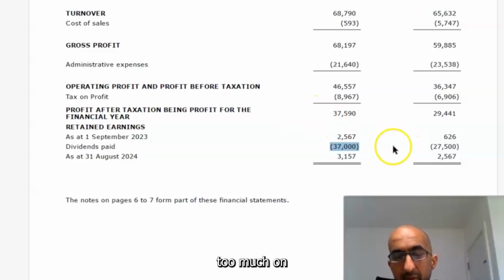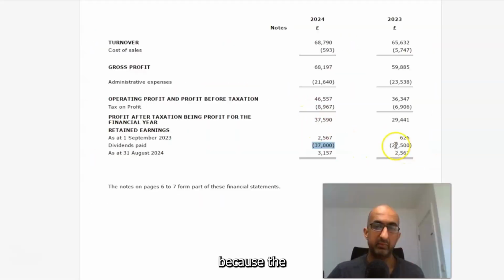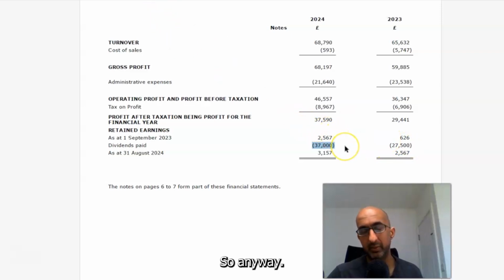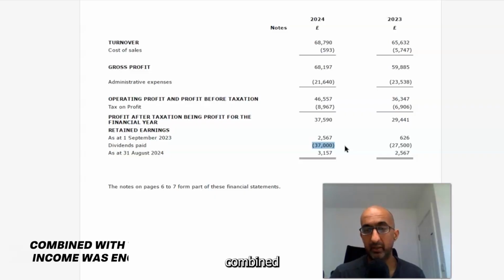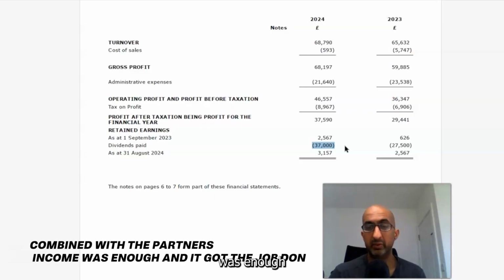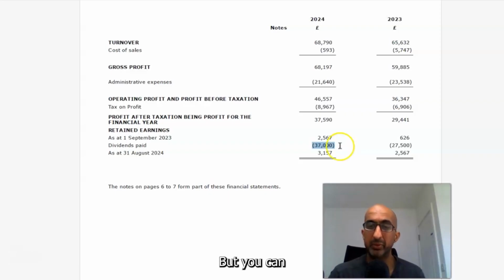Now, I'm not going to complicate this video too much because they'll actually average the 2 years, and I've not got the 2 year tax calculations here. Anyway, in that scenario, I was able to go to the lender that used the salary and dividends, just because that combined with his partner's income was enough and it got the job done, and we chose the best rate and deal available. But you can see there's not much in it here between the profit and the dividend.